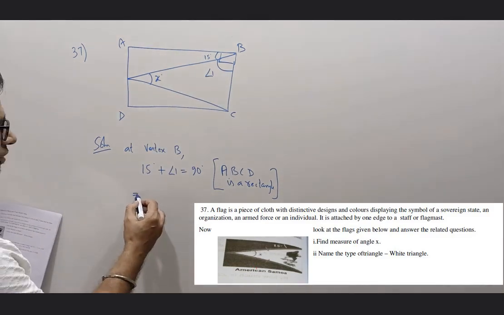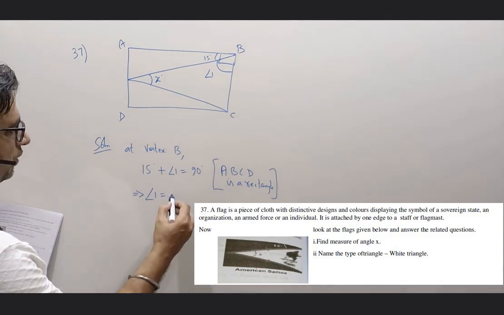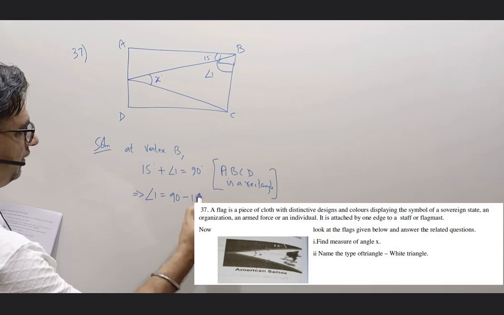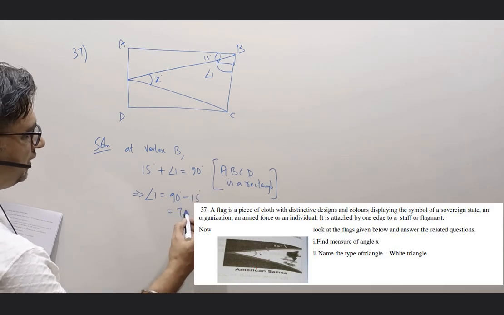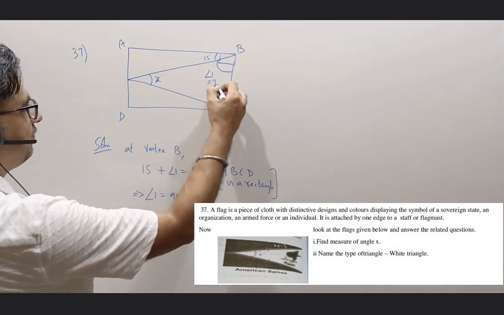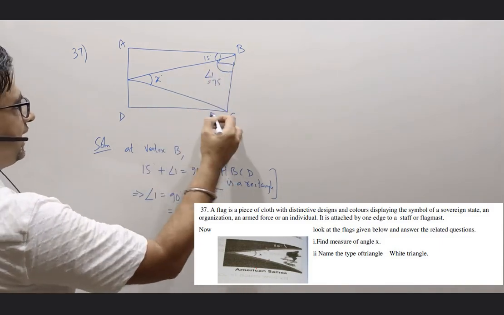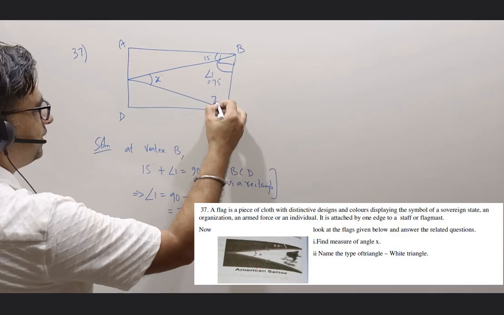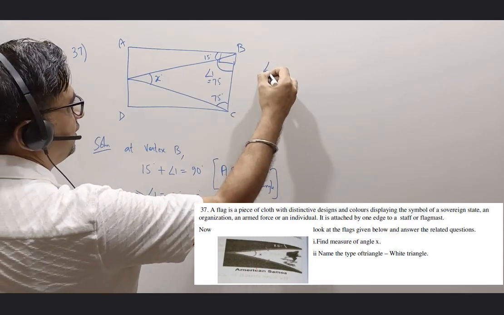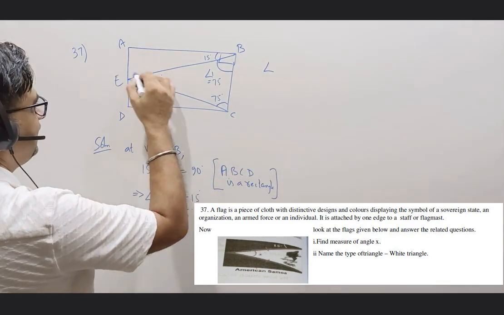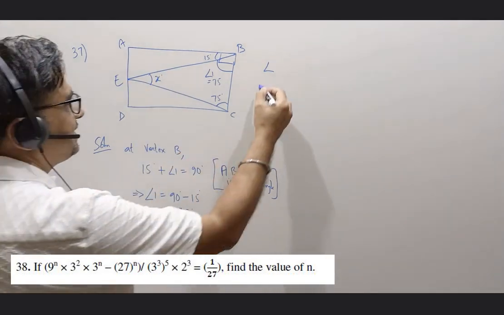That gets us the measure of angle 1. Angle 1 is equal to 90 degrees minus 15 degrees, and that is equal to 75 degrees. So this angle is 75 degrees. This being an isosceles triangle, this will also be 75 degrees. If we mark this A, then you can see that triangle BEC is isosceles.